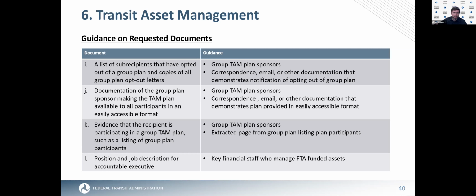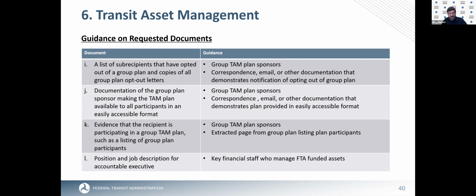Item J, the RIR is asking for documentation. This is again for group TAM plan sponsors that show that the finalized TAM plan was made available to all the participants who are included and help the development of that TAM plan. And of course, the TAM plan has to be in easily accessible format. So again, some kind of email correspondence would be strong evidence of this.